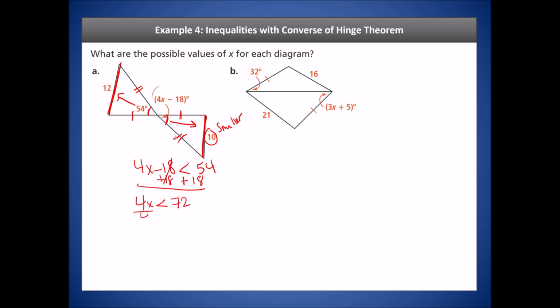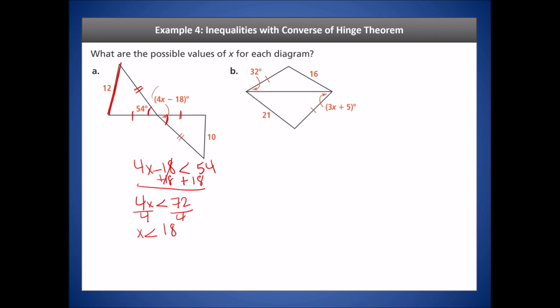And then divide by 4. So we got 72 divided by 4 is going to be 18. So x has to be less than 18. So now we need another inequality. How much smaller can x be?